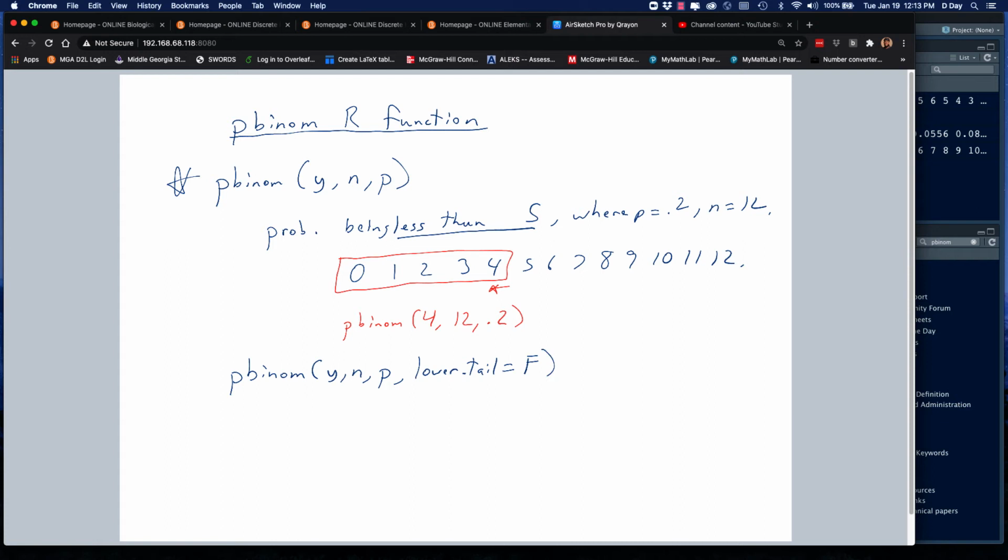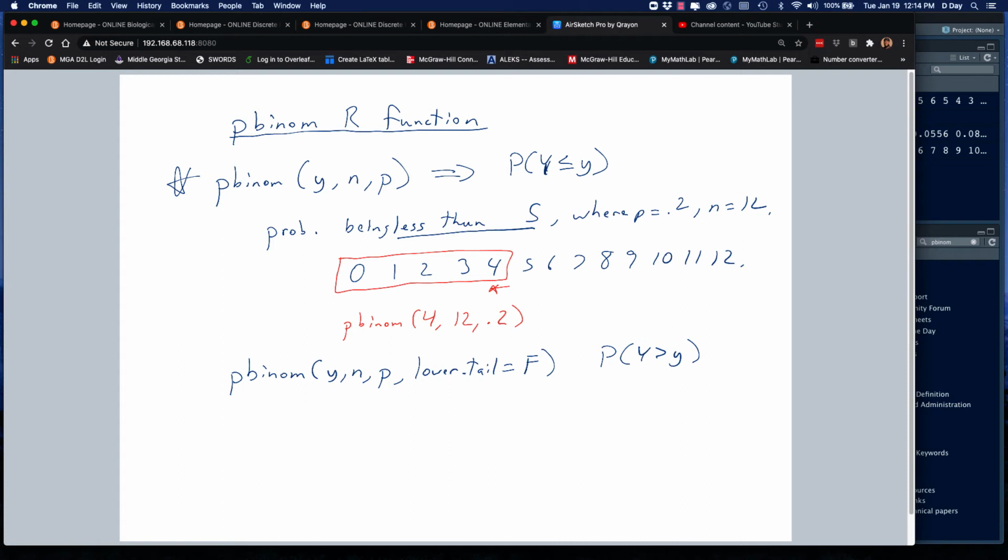Let me show you what I mean. That's a little confusing at first, I know. Remember that on the other page I said this finds the probability that y is less than or equal to little y. This one here finds the probability that y is greater than little y. So it's a little bit different when you throw in lower.tail equals false.